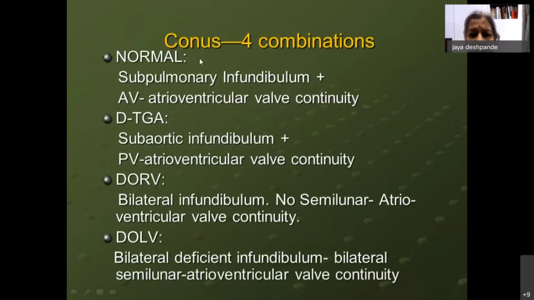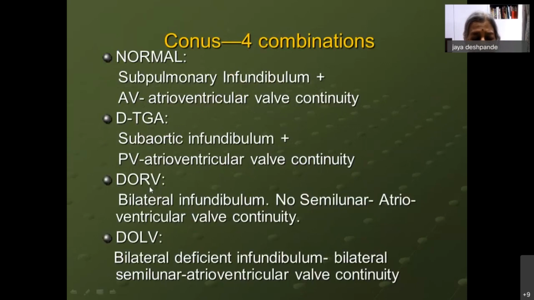So, as regards the conus, you can have four combinations. In a normal heart, you have subpulmonary infundibulum and you have the aortic valve to atrioventricular valve continuity, that is aortic to mitral valve continuity. Now, in transposition of great arteries, which is what we will be seeing today, you have a subaortic infundibulum and you have pulmonary valve to atrioventricular valve continuity. So, pulmonary valve to mitral valve continuity.